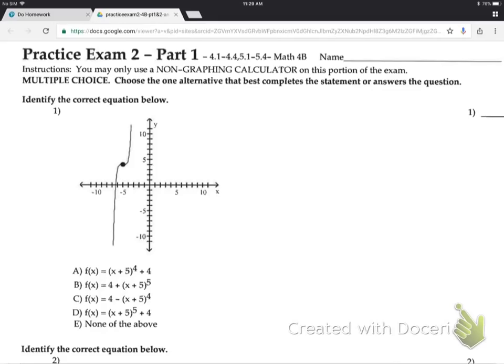Want me to check anything now? All right. So here we go. Let's spend the rest of our time on the practice exam. I picked D. Still said it was wrong.